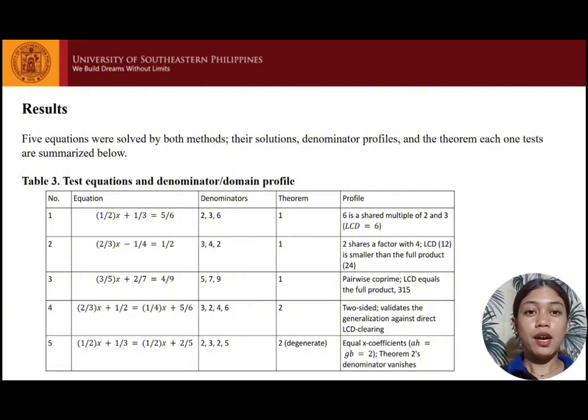Across every case where a solution actually exists, both methods, the traditional LCD approach and the SFCM formula, produce exactly the same value of x. That agreement is the numerical confirmation of the algebraic proofs we presented earlier in Tables 1 and 2.